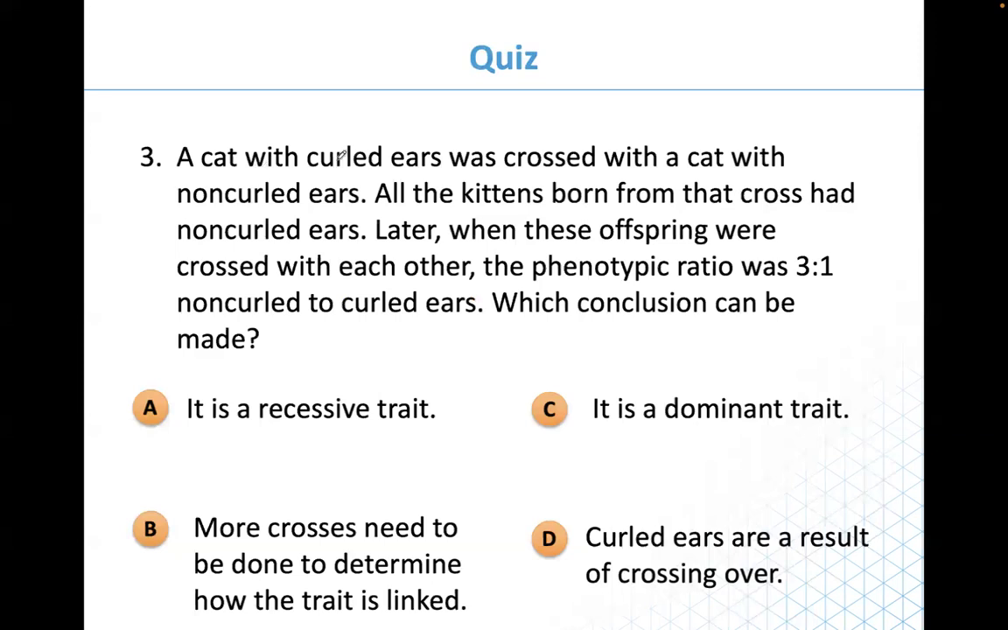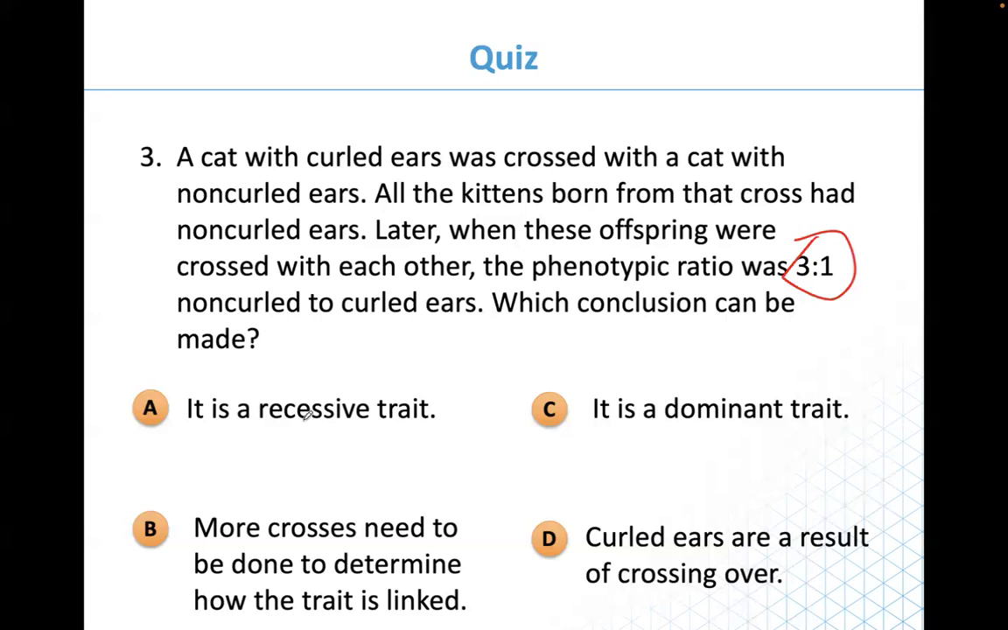A cat with curled ears was crossed with a cat with non-curled ears. All the kittens born from the cross had non-curled ears, because the F1 generation would always be like that. So the trait will be hidden in one generation, and it's going to be obvious in the F2 generation. When the offspring were crossed with each other in the F2 generation, we had a ratio of 3 to 1. So which conclusion can be made? It can be made that it is a recessive trait.